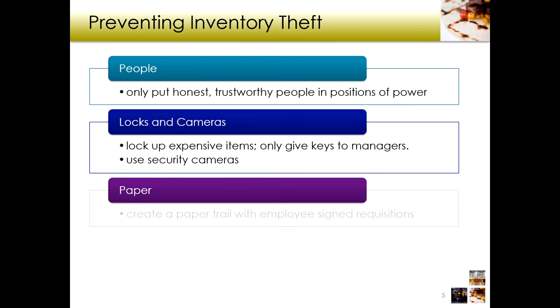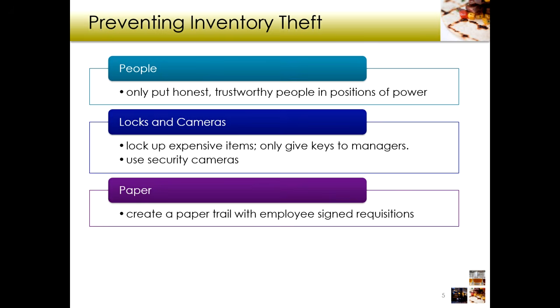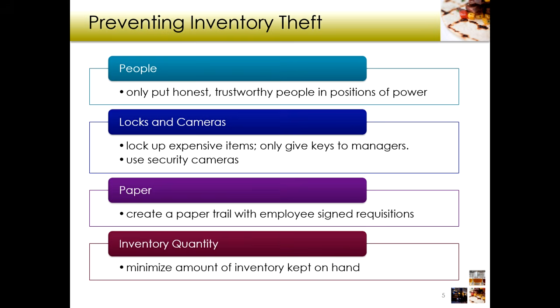And then a paper trail, right? Create a paper trail with requisitions so that you're requisitioning items and issuing them so you know where product's going, especially in larger operations, so that you can track where those costs are going. And then your inventory quantity. You want to keep it as low as possible without running out of ingredients, right? Or running out of products that you need to serve your customers. And we're going to get into how we measure that in the next video based on inventory turnover.